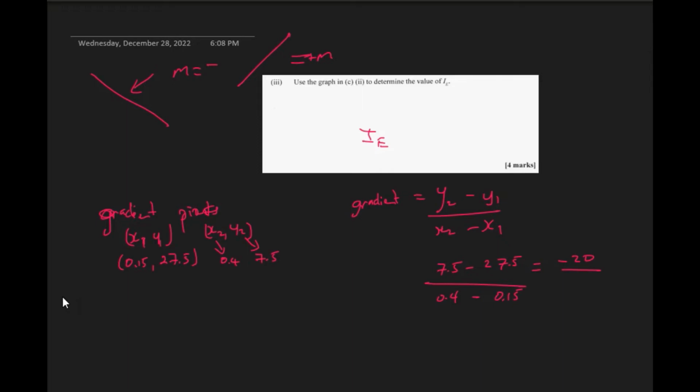And let's just quickly finish off this. 0.4 minus 0.15, that is 0.25. So negative 20 divided by this gives me a value of, so my IE value is nothing more than negative 80. So pretty much that completes that. There's no unit attached to this because it's a constant. So we have completed part C of the question.